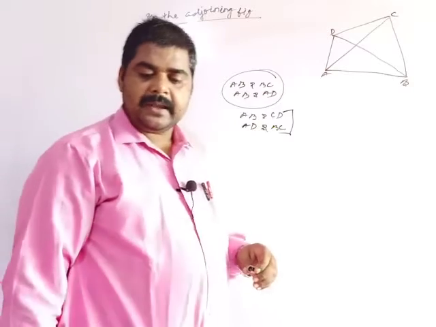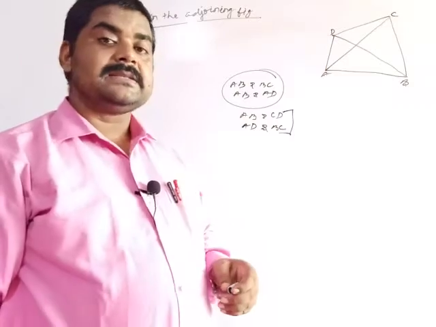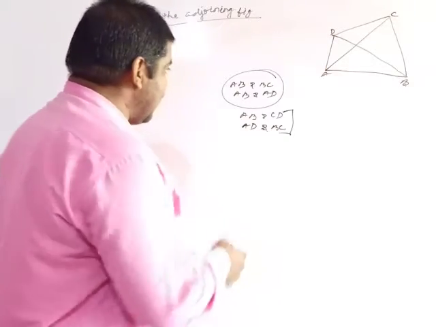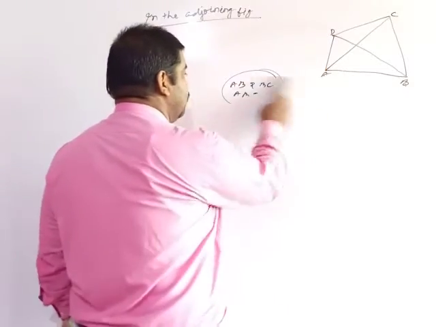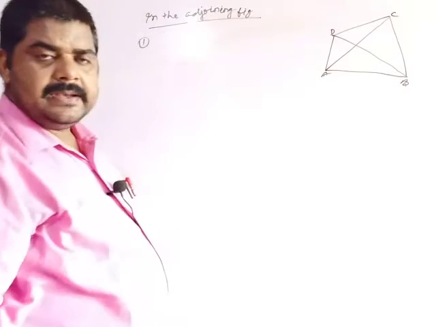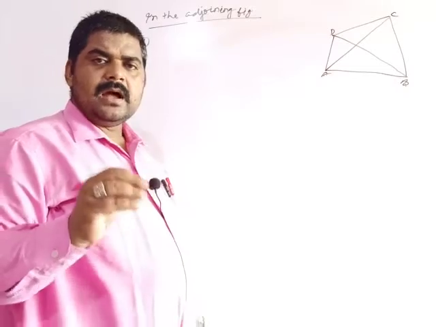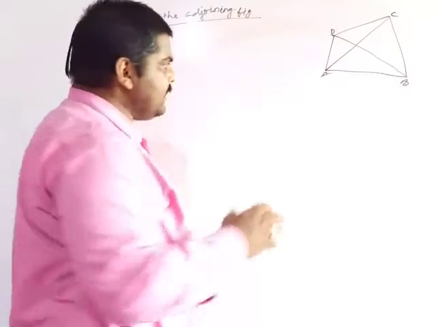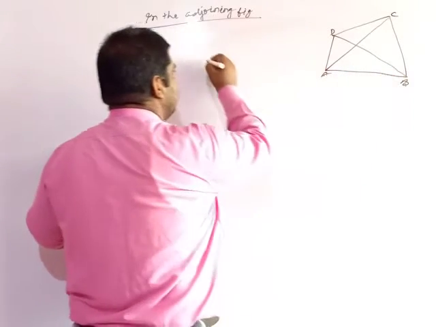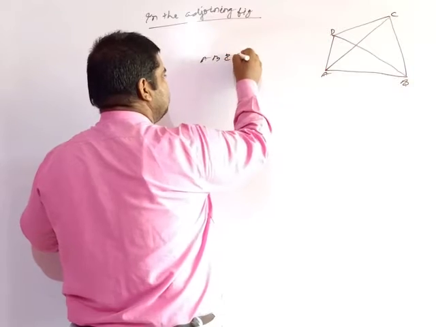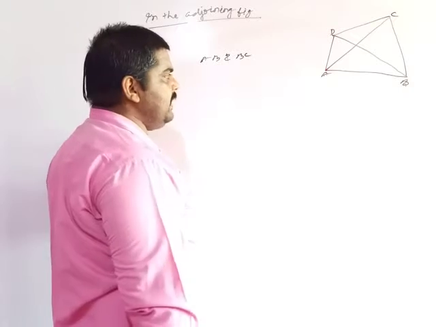The second question has been given: name the pairs of adjacent sides. I have just discussed the pairs of adjacent sides, and you know very well that any two sides which have a common vertex are known as a pair of adjacent sides. You can see how many pairs: AB and BC are adjacent sides because they have a common vertex B.